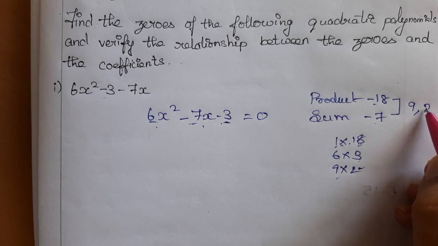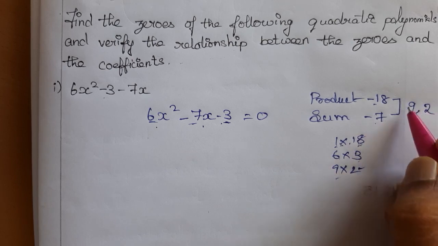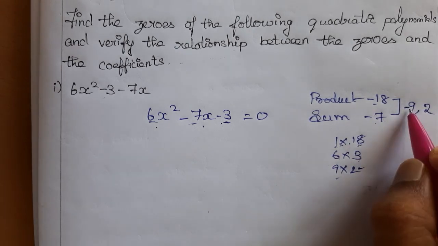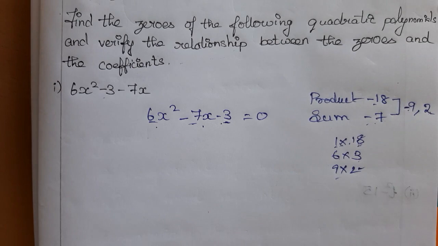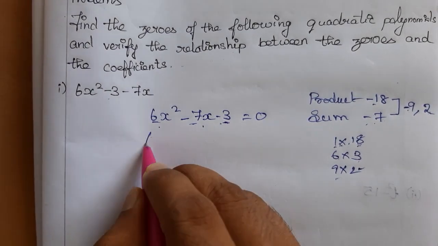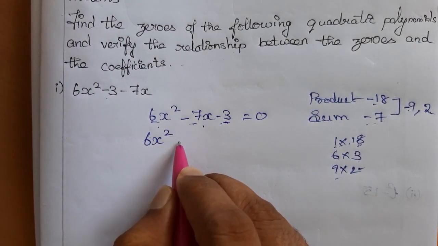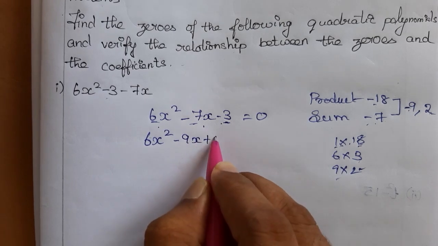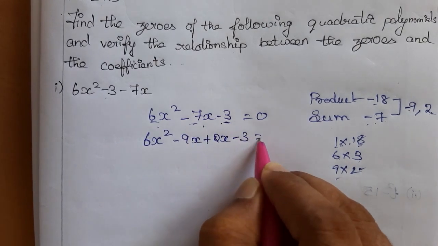So if you put a minus to the 2, 9 minus 2 will become plus 7. We have to obtain a minus 7, so I will put a negative for the 9. Minus 9 into 2 is minus 18. Minus 9 plus 2 is minus 7. So split the middle term: 6x square minus 9x plus 2x minus 3 equal to 0.